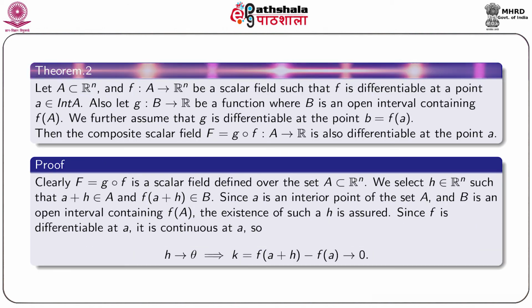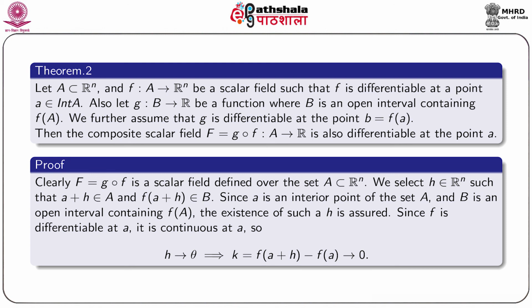Now, the next result, that is another form of chain rule. Let A be a subset of R^n, f a scalar field defined on the set A such that f is differentiable at a point a, which is an interior point of the set A. Also, let g from B to R be a function where B is an open interval containing the set f(A). We further assume that g is differentiable at the point b equal to f(a). We claim that the composite scalar field F equal to g composed with f from A to R is also differentiable at the point a.